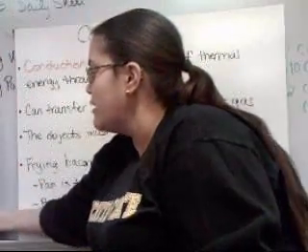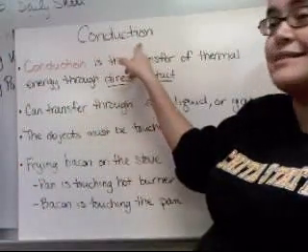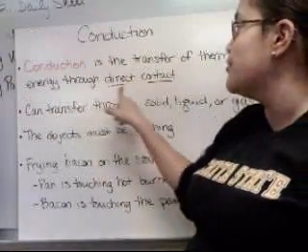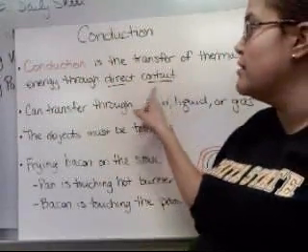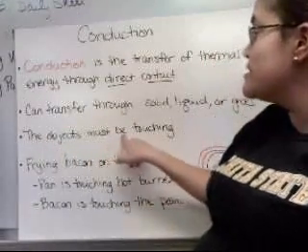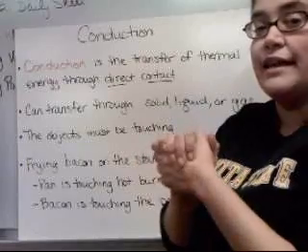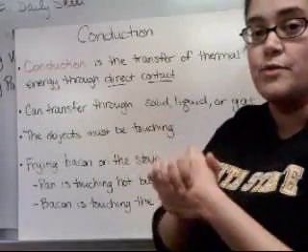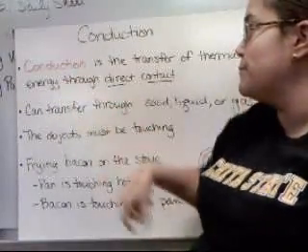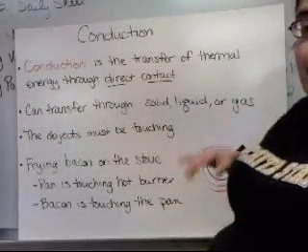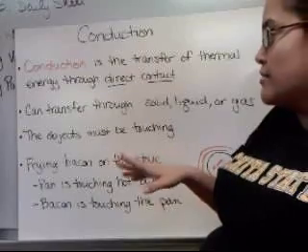The first way that thermal energy moves is through conduction. Conduction is the transfer of thermal energy through direct contact. This means that the objects must be touching. So you have 2 objects that are touching each other. The heat or the thermal energy is going from one object to another, and that's through conduction. Conduction can transfer through solid, liquid, or gas. So any state of matter can have conduction.